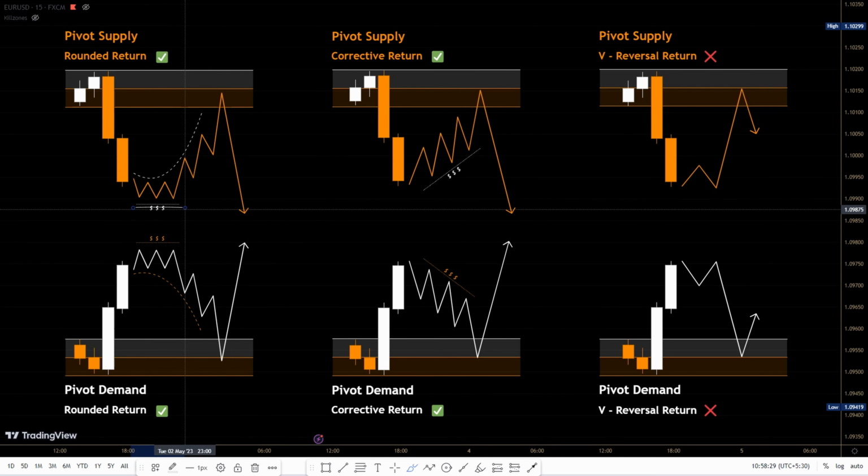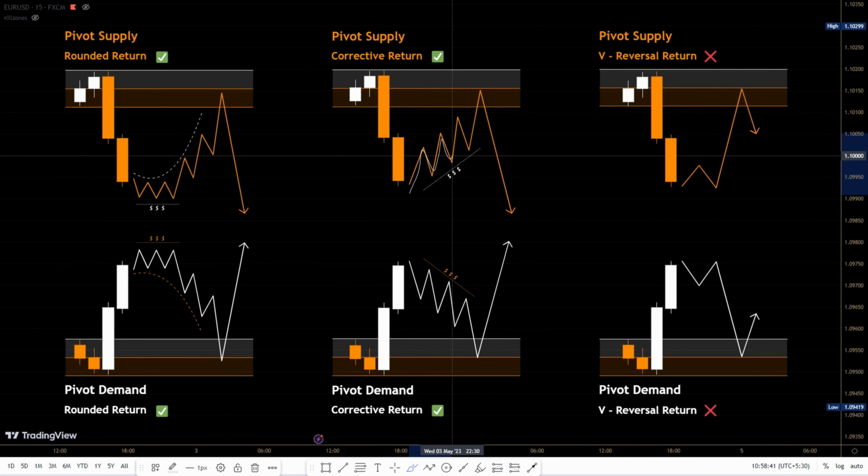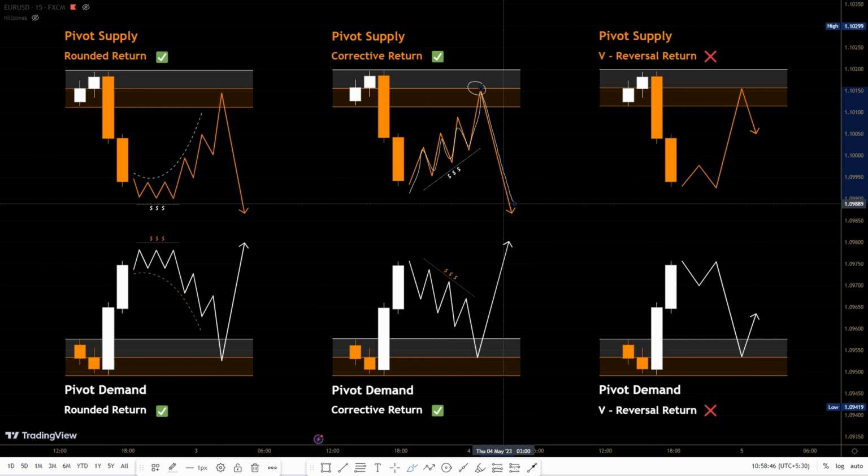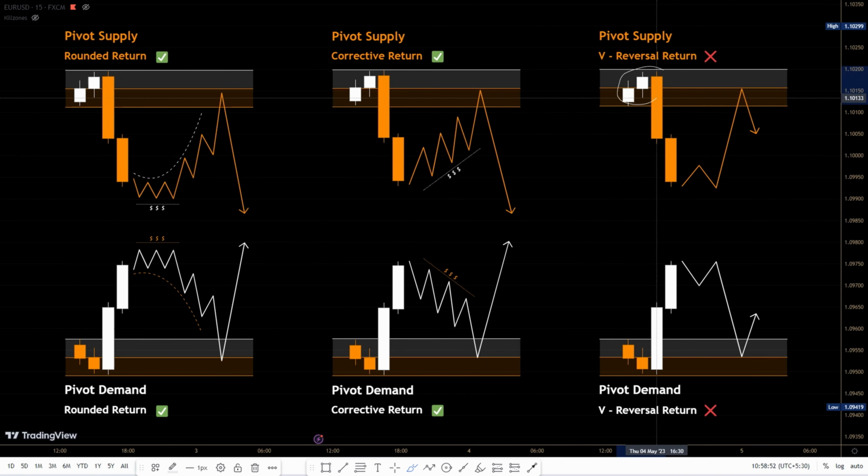Price builds a liquidity at this point. Now again you can see that in a corrective return, price came back in a corrective form. From the fair value, you can take another trade in the downward direction, right? So this is also a pivot supply. Now you have to be careful at this point.